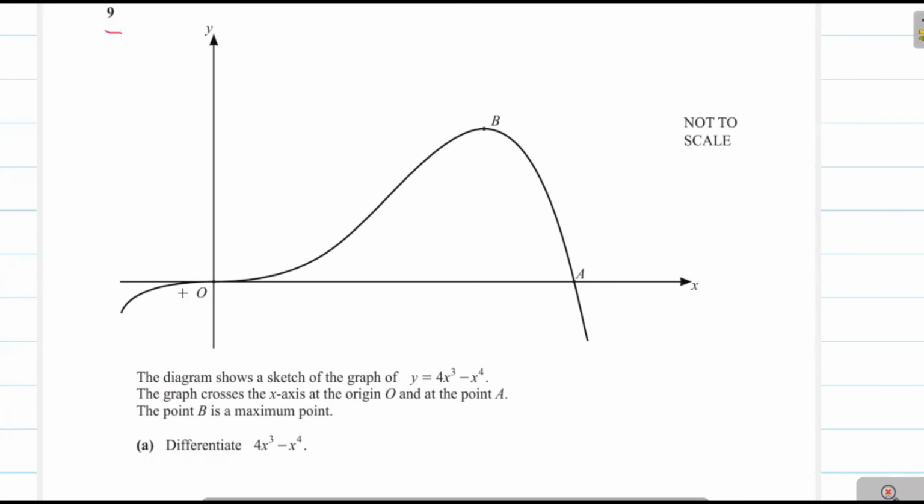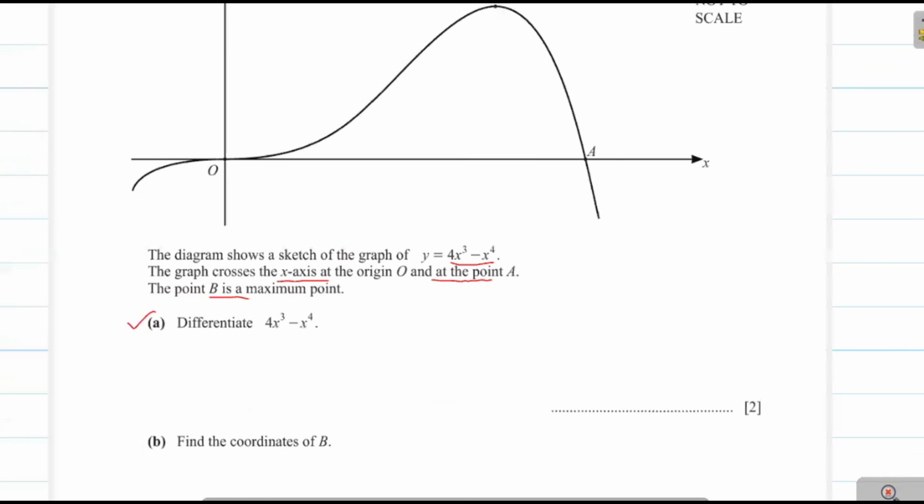Question number 9. The diagram shows a sketch of graph y equal to 4x cube minus x4. The graph crosses the x-axis at origin and at the point A. The point B is the maximum point. Part A, differentiate 4x cube minus x4.